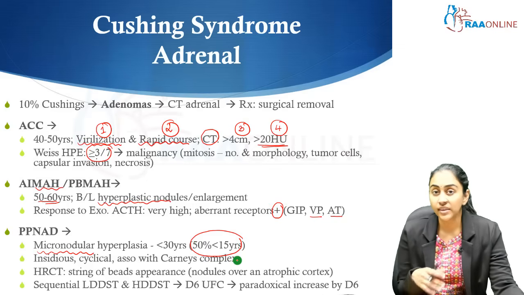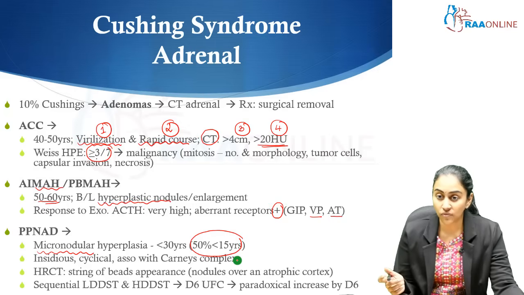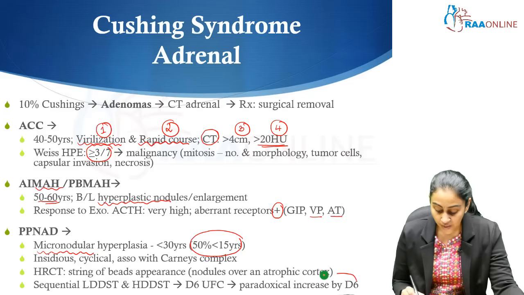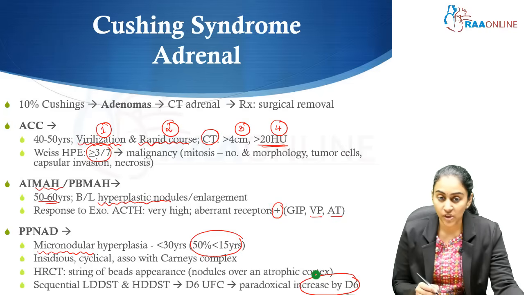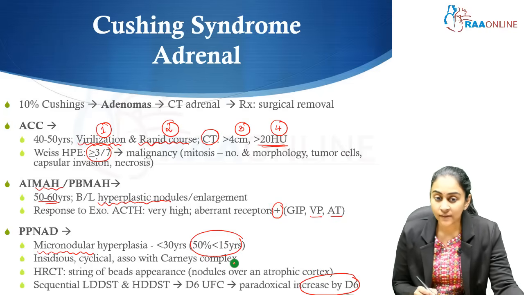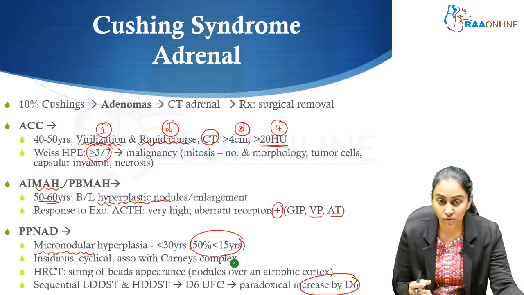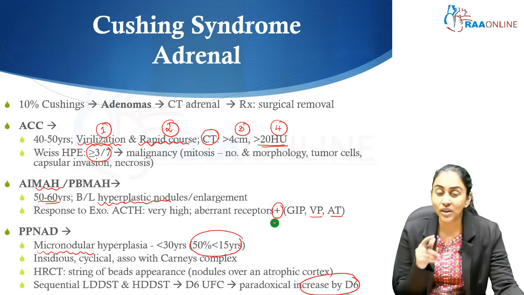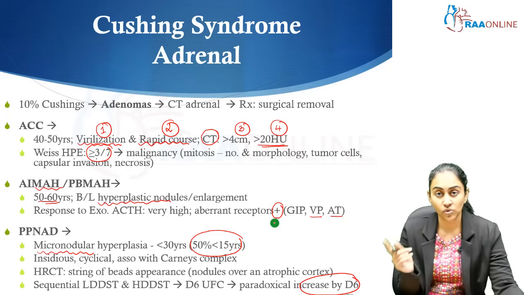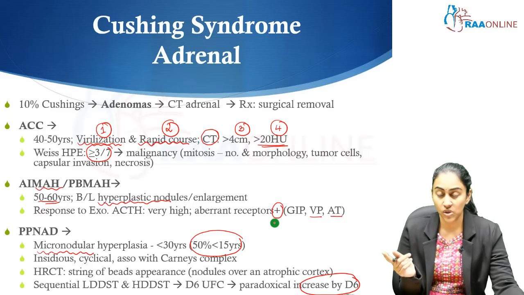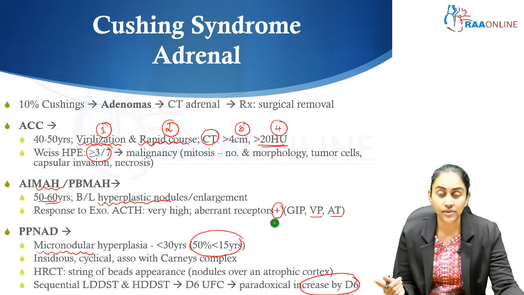And here when you do a sequential low dose dexamethasone suppression test followed by a high dose dexamethasone suppression test, and then on day 6 you do a urine free cortisol, there is going to be a paradoxical increase in the urine free cortisol. So this is what is seen in patients with PPNAD. So whenever you have this string of beads appearance and you have an ACTH independent Cushing's or are suspecting PPNAD, do a sequential low dose dexamethasone followed by high dose dexamethasone suppression test and check a day 6 urine free cortisol.